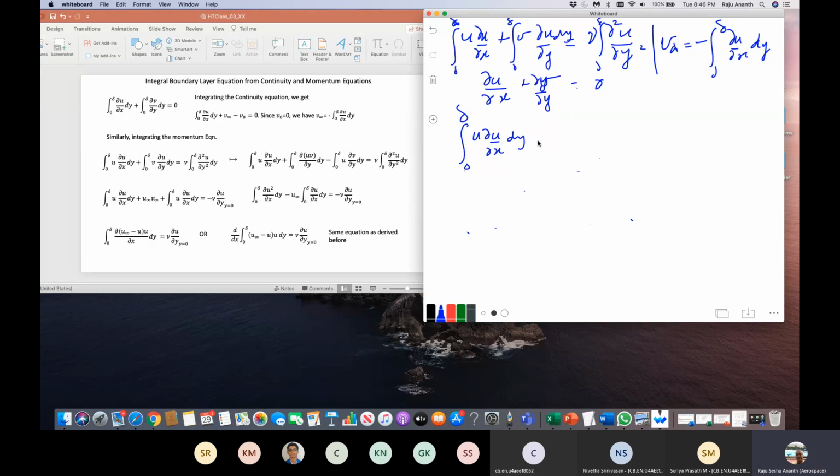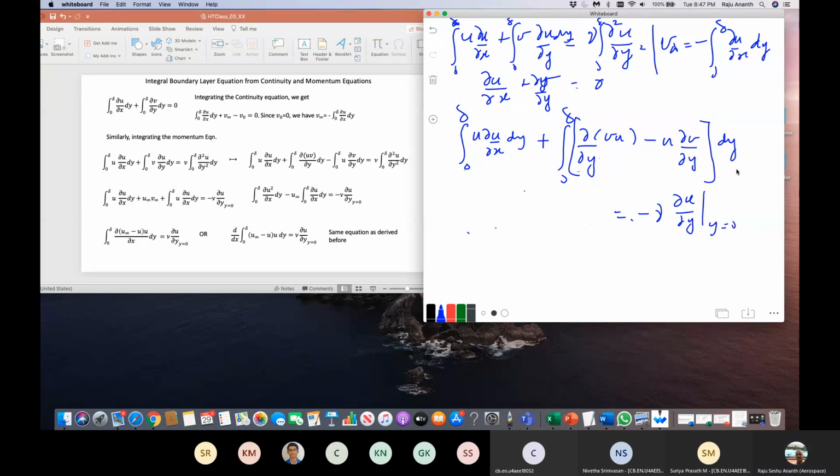So let's just take this one: it is equal to the integral from 0 to delta of d/dy of uv, minus u dv/dy, is equal to minus nu du/dy at y equals 0. Because I can integrate the right hand side in dy, and then this is how I get this. So let's just do dv/dy.